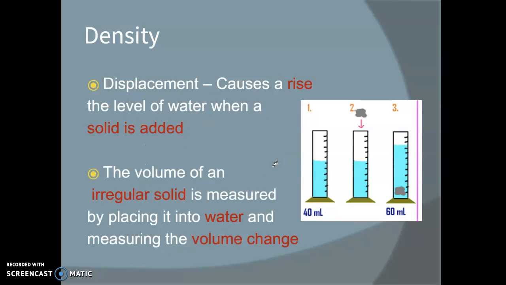So one way to measure density or volume comes from displacement. Displacement causes a rise of water level when the solid's added. So say you have this rock that is a strange shape. You're trying to figure out the density so you can identify it. Well, when I have a graduated cylinder with a volume of 40, I place the rock in, it goes up to 60. That tells me that this irregular solid's volume is the difference. It's 20 milliliters, right? Then I could find the mass and be able to calculate the density of that object. And that's called displacement.